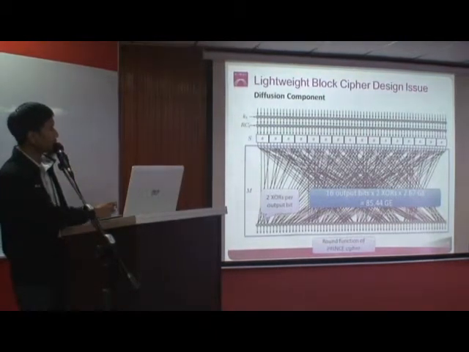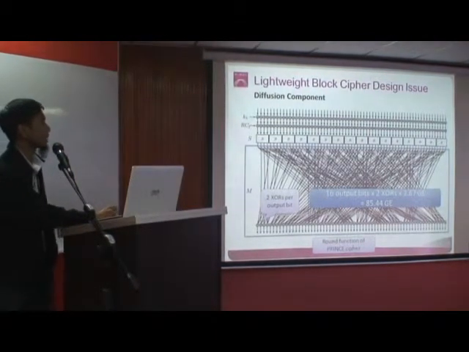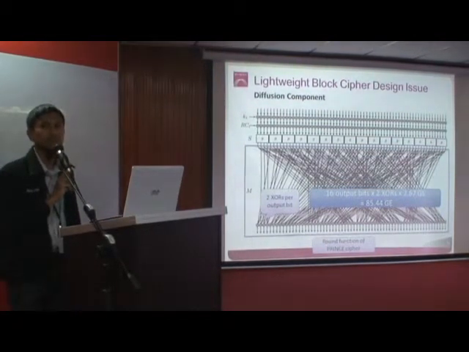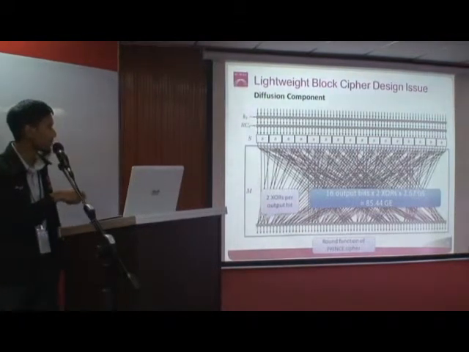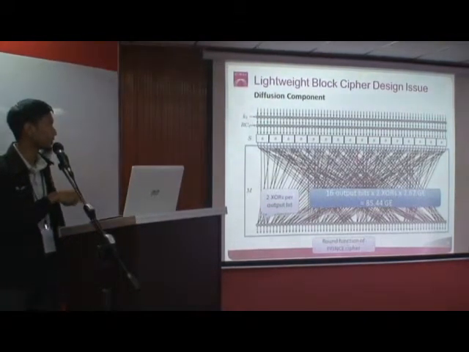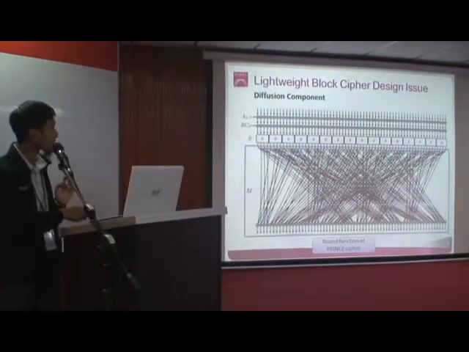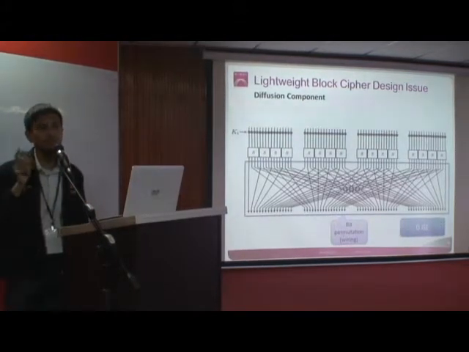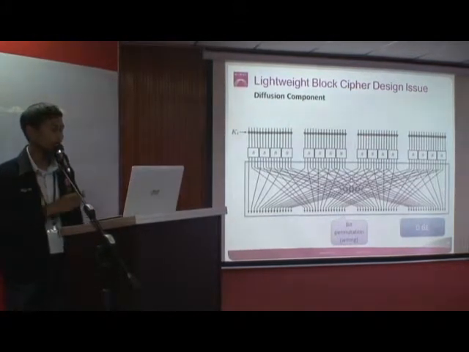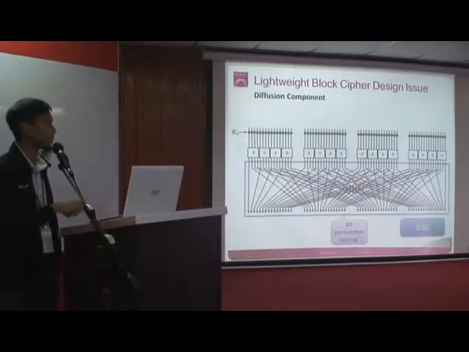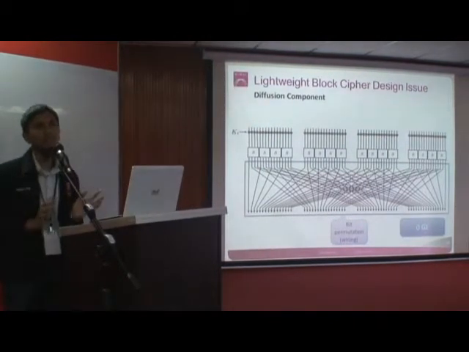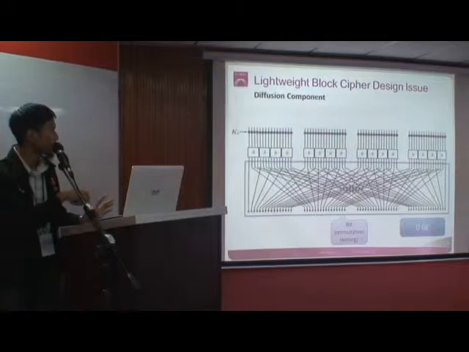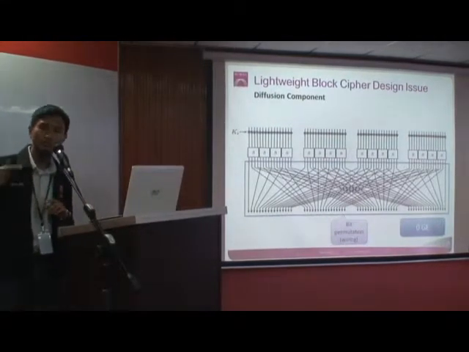But you see, we need to have a balance. For PRINCE, they only need to repeat this 12 times, because they have a strong diffusion function. For PRESENT, they need to repeat this whole thing 31 times. Why? Because they have a relatively weak permutation part. So that's some of the trade-off that we also need to consider. Your permutation is very simple, but you need to repeat it many times.